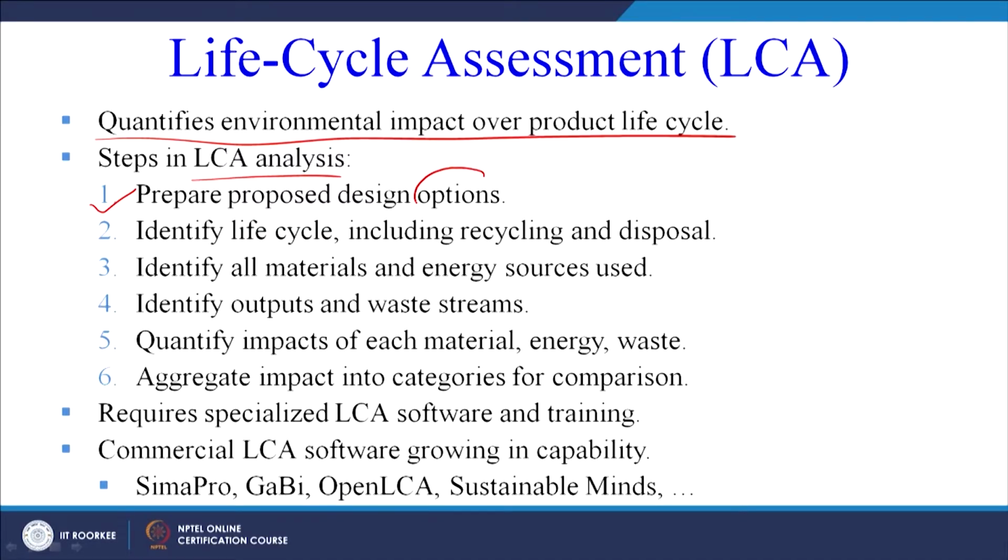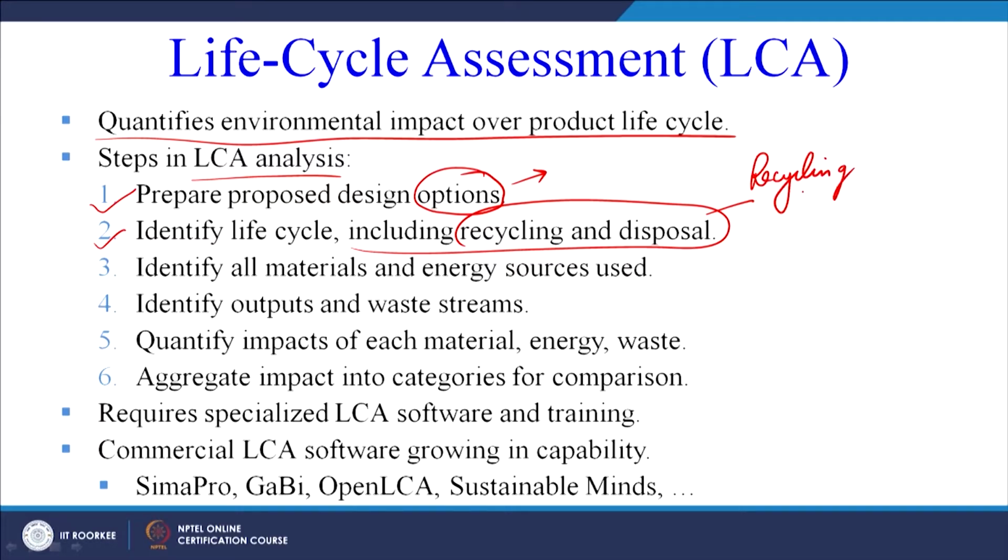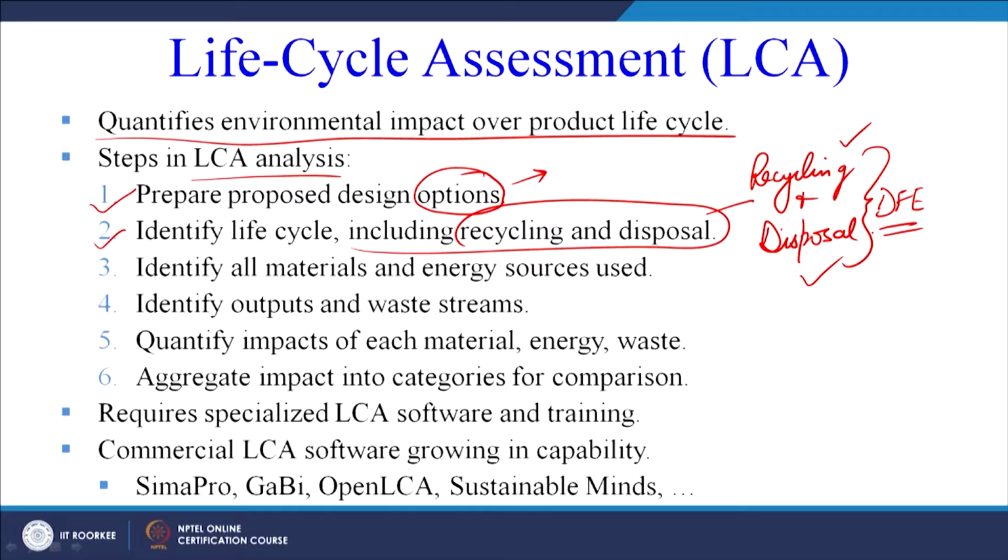options. Already I have told that there can be different options available. Identify the life cycle, including the recycling and the disposal. These are the 2 keywords, that is recycling and disposal, and these are important, both are important from the design for environment point of view, because we have to see for each and every option what is our strategy for recycling, what is our strategy for disposal of the used product. So that is very important for design for environment, that when we are designing the product we have to take care of these issues at the design stage only.